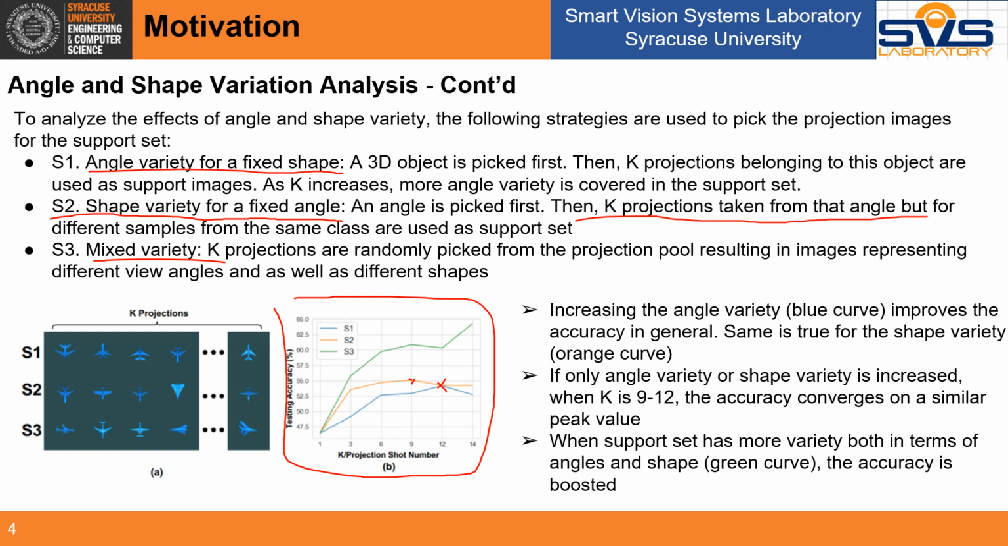In the traditional 2D visual learning, because the support images are randomly picked from the datasets, we cannot guarantee the angle variety or the shape variety. However, in our proposed 3D guided 2D visual learning pattern, if we only have one shot, at least the angle variety could be guaranteed because the projections are generated from different view angles. If we have more shots, the shape variety could also be guaranteed.